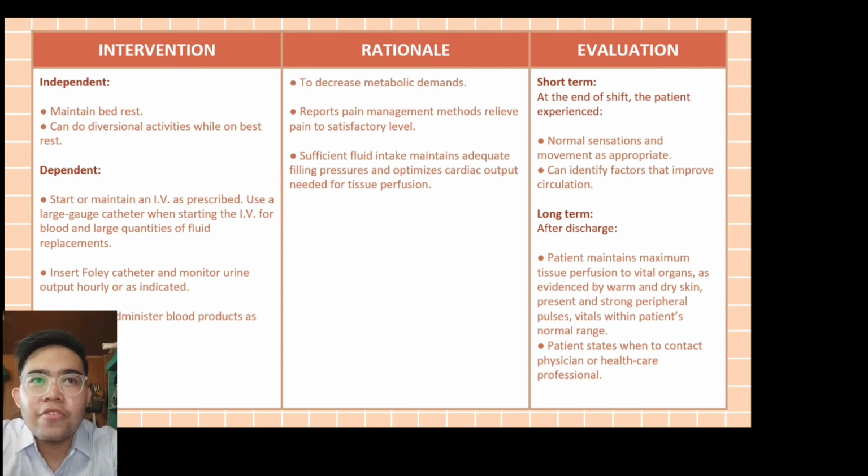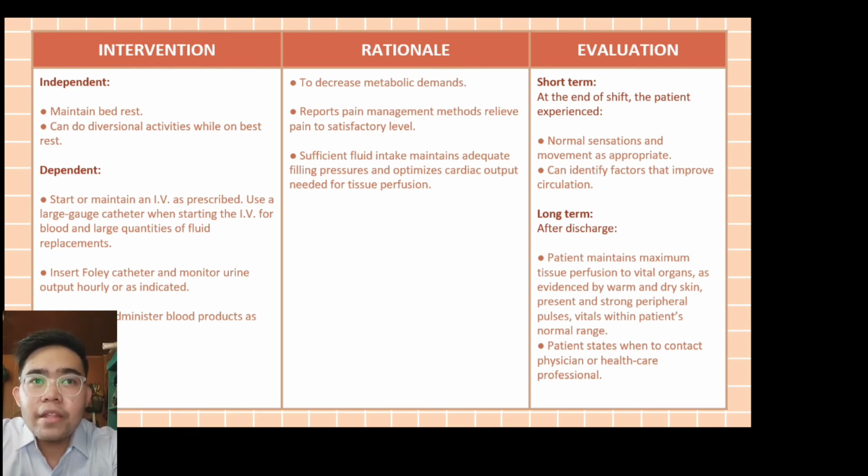So next is the intervention. First of the independent intervention is to maintain bed rest. The rationale of it is that it decreases the metabolic demand because it helps the muscular tissue to relax. Second in the independent intervention is to do diversional activities while on bed rest. And the rationale of it is that reports of pain management methods relieve pain to a satisfactory level. Because of the diversional activities, the patient will feel comfortable and ease pain.